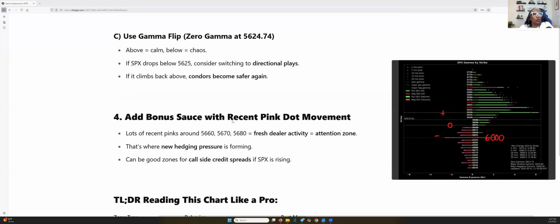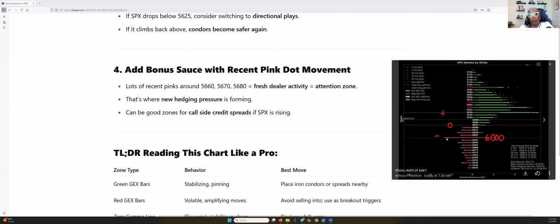Add the bonus sauce with the recent pink dot movement. So the pink dots are the ones that are on these lines, and on these edges, you see these little pink dots.